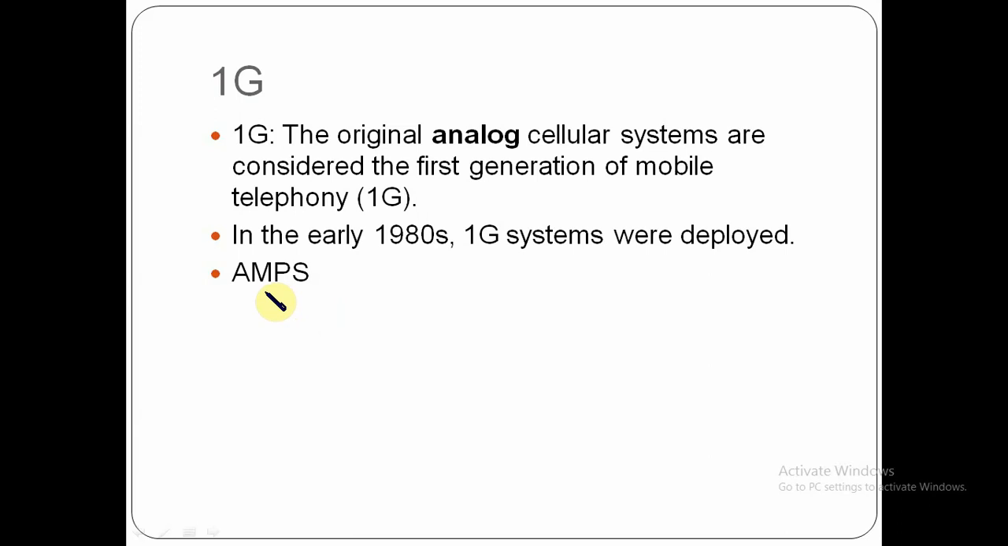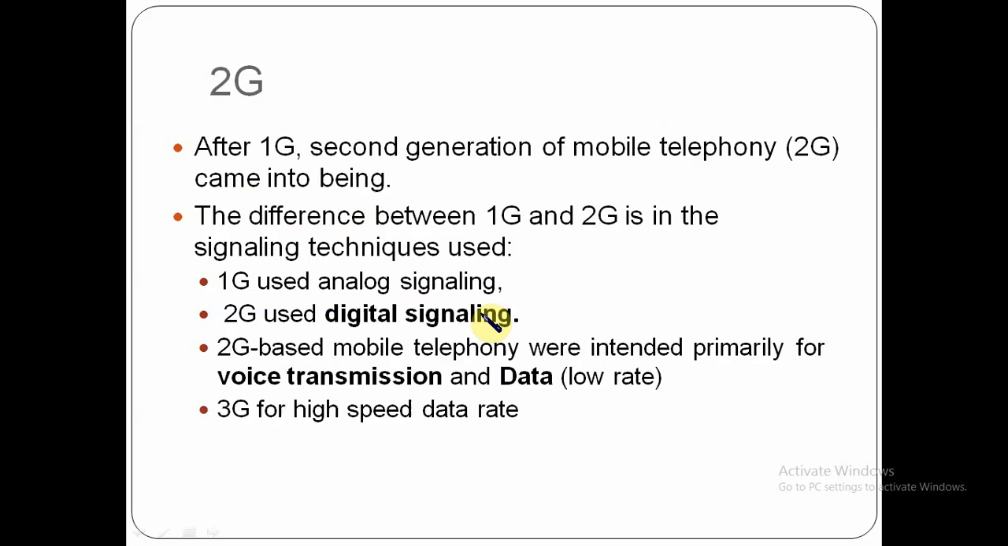Here we have AMPS, which means Advanced Mobile Phone Services standard. That is one standard system for analog signal, invented for 1G. It is based on the initial electromagnetic radiation spectrums. The details are the same for 2G. 1G is used for analog signal, 2G is for digital signals. 2G based on mobile telephony was intended primarily for voice transmission and data. 3G is for high speed data rate.